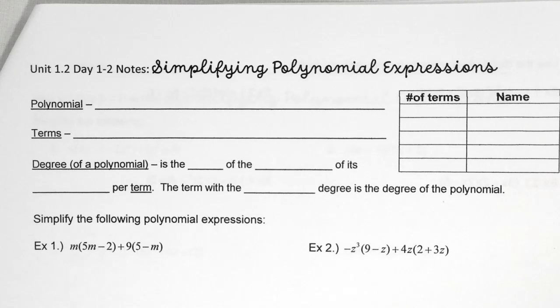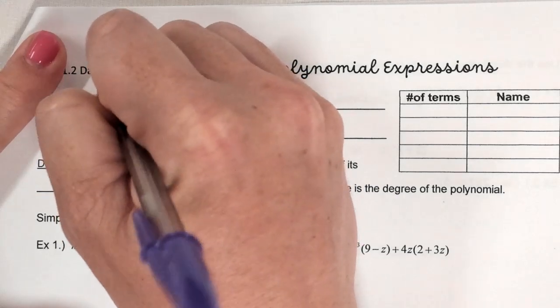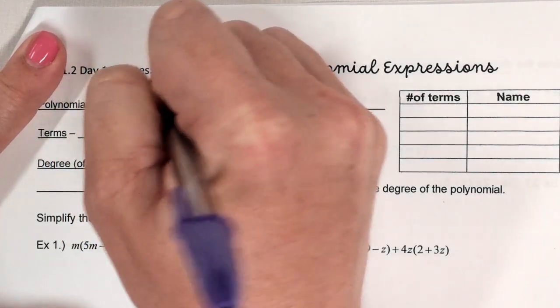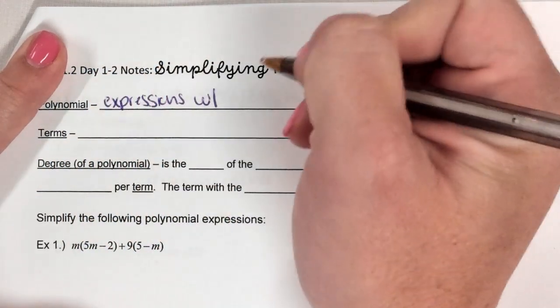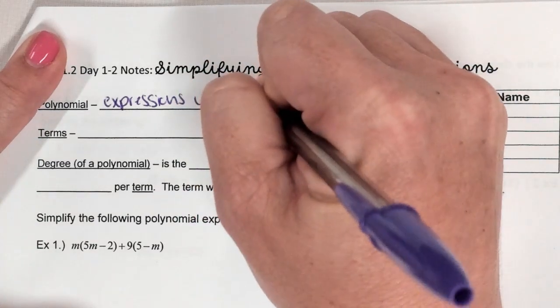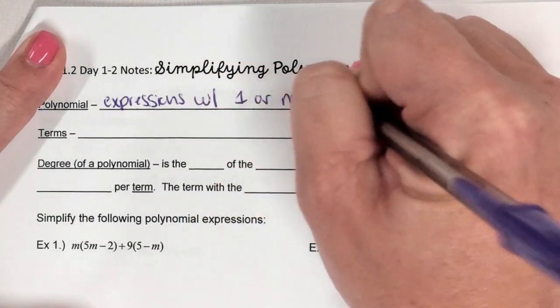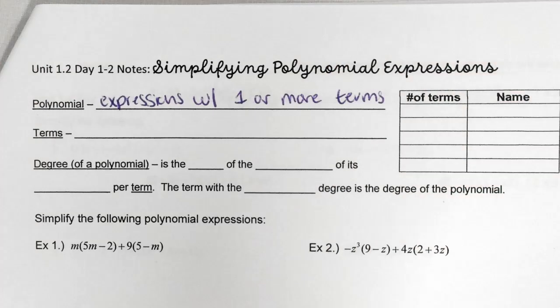Okay, so polynomials are just expressions with one or more terms. So they're just expressions with one or more terms.